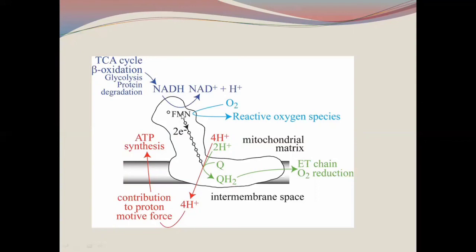So FMN takes the electrons from NADH. Complex 1 is specific for NADH. NADH will give its electrons to this complex 1. The electrons will be taken up by the FMN, and will pass through the 6 iron sulfur centers. Then these electrons will be taken up by the coenzyme Q, and coenzyme Q will become reduced coenzyme Q. That ubiquinone will be reduced to ubiquinol, and then it will transport its electrons to complex 3.